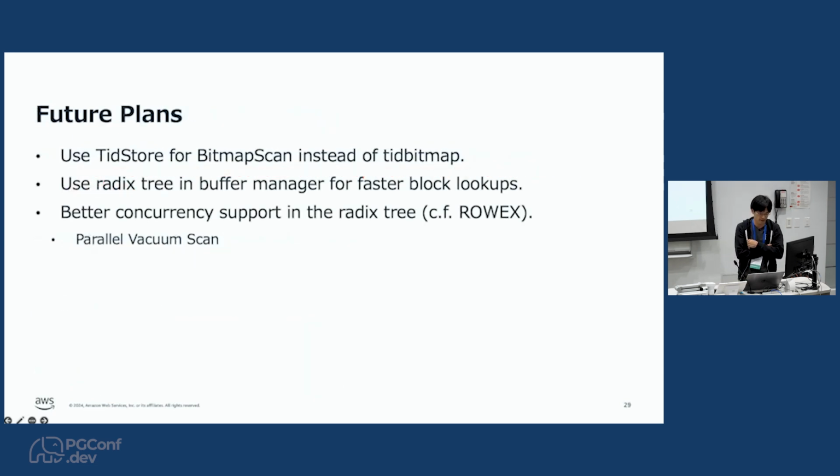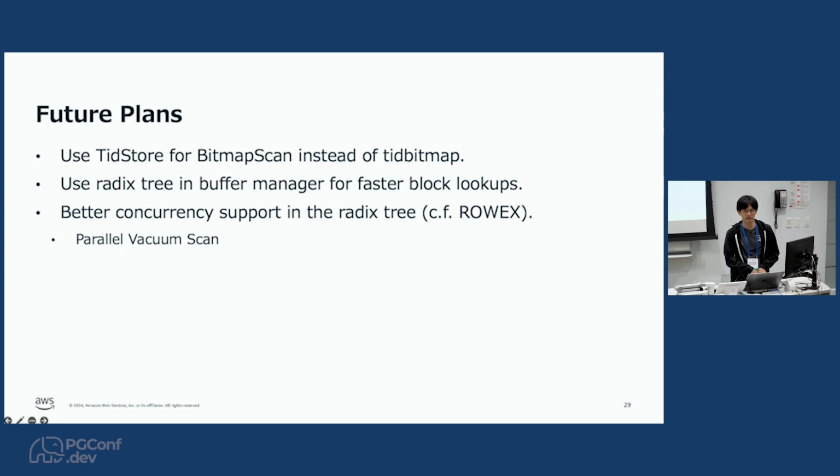So future plans. During the development, we had some discussion about other use cases of the Radix tree in other components in PostgreSQL. So the first one is using a TidStore for bitmap scan instead of a TID bitmap. The idea is we replace the current TID bitmap with a TidStore. And another one is we use a Radix tree for better buffer management. I'm not sure. I think Andres is more familiar with that because I saw his presentation about maybe 10 years ago or something, about using the Radix tree for better buffer management.